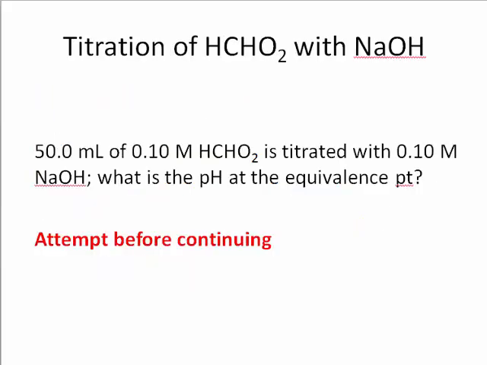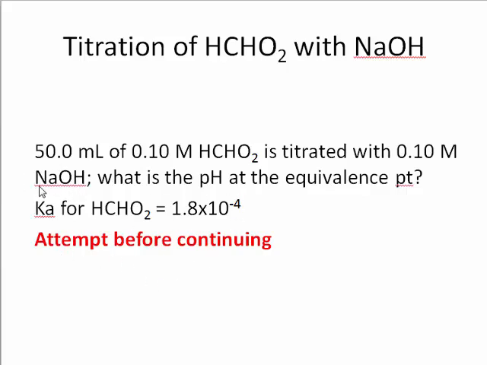Okay, consider the titration of formic acid, which is a weak acid, with sodium hydroxide. 50 milliliters of 0.10 molar formic acid is titrated with 0.10 molar sodium hydroxide. What is the pH at the equivalence point? Alright, you'll need a Ka for formic acid to do this problem. And you should consider, before starting, the reaction that will take place.